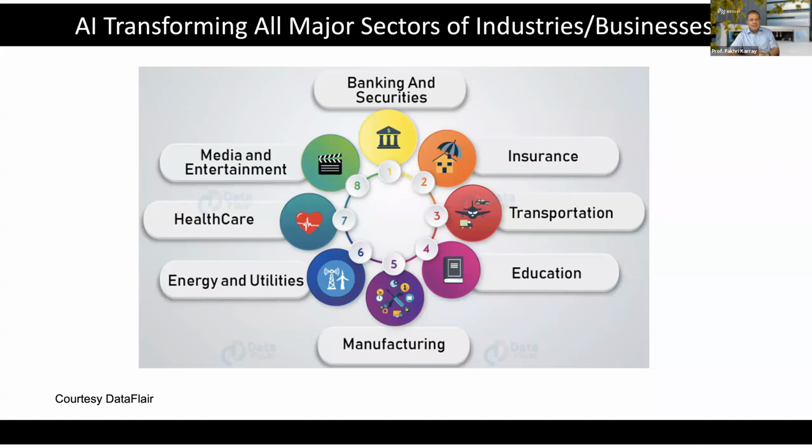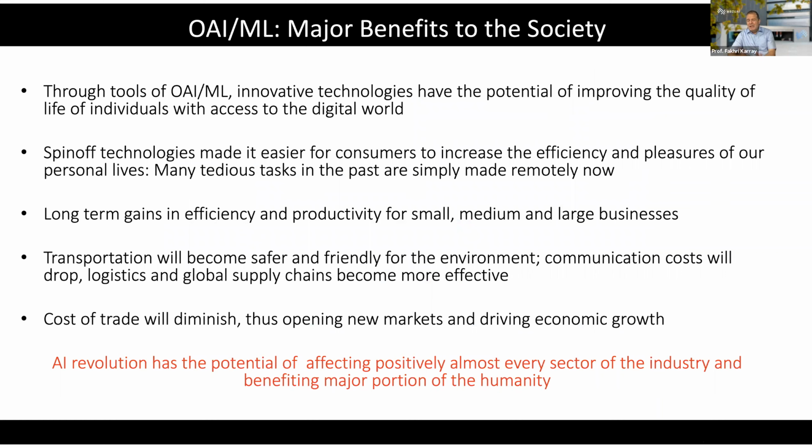Again, this picture, which I took from the Dataflare website, shows that every area has benefited from the huge growth in the usage of deep learning systems: education, transportation, insurance, media, entertainment, healthcare, energy, and utilities. You see that a number of these areas are strategic areas in the UAE. A number of our faculty members here at Mohammed bin Zayed University of Artificial Intelligence are working in some of these areas and developing algorithms in these fields to benefit these sectors. So the major benefits to society are unquestionable.